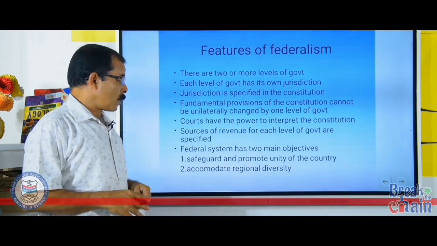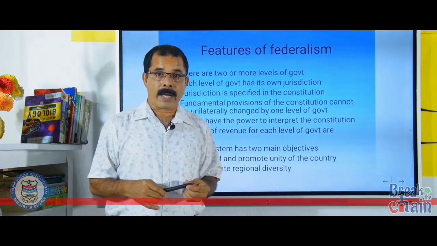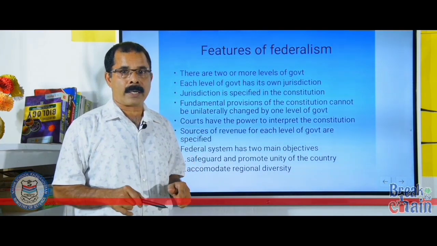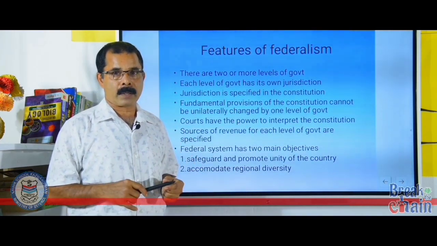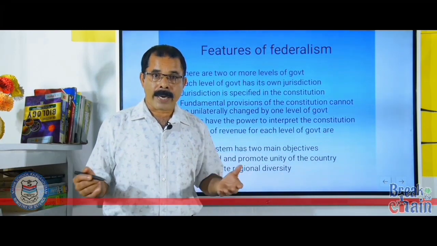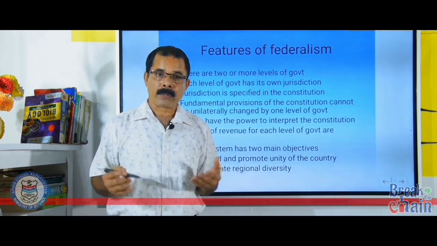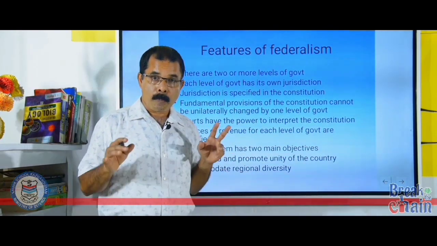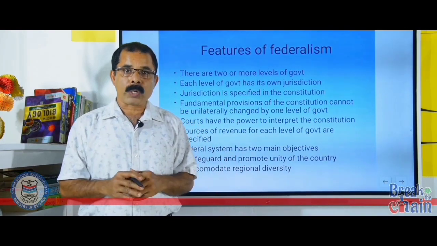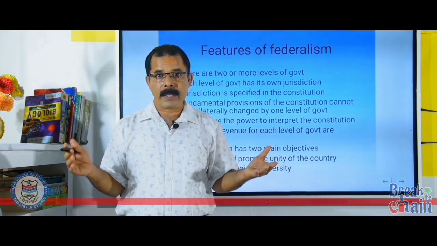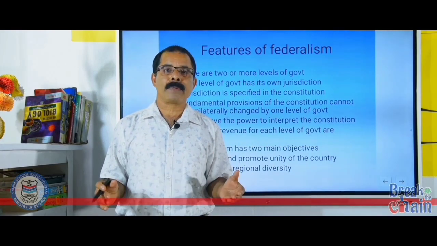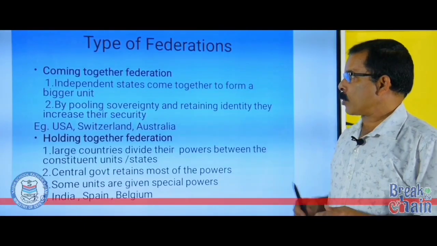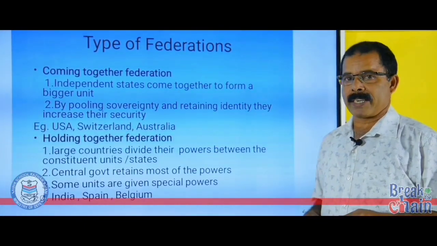At the same time, the states are given powers. Why? The constitution wants the diversity of the country to be accommodated and respected. So the states have their right to protect their culture, their traditions, their language. So federalism in India has two main objectives. One, to protect and safeguard the integrity and unity of the country, at the same time accommodate the regional differences, regional diversities.